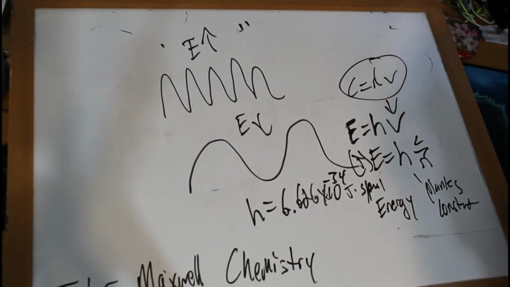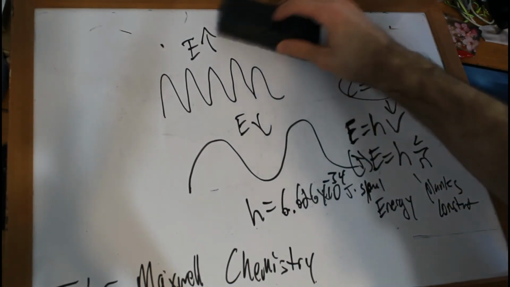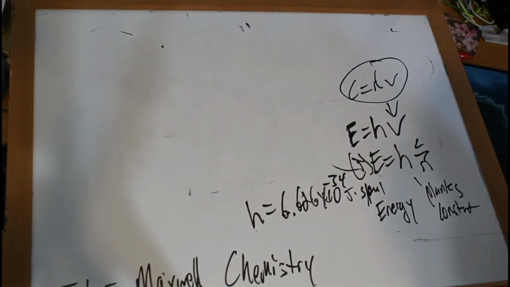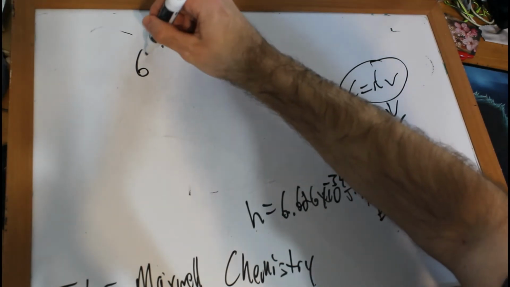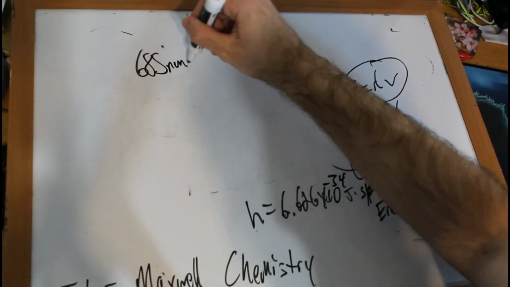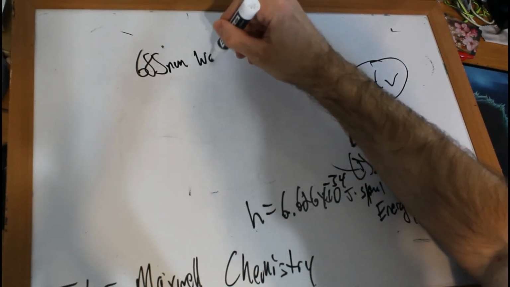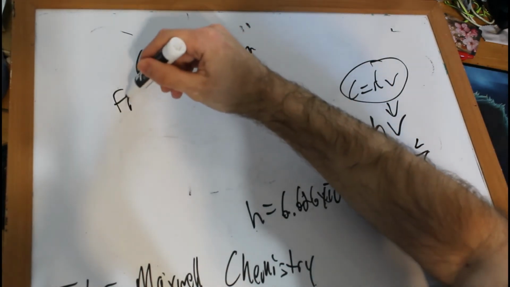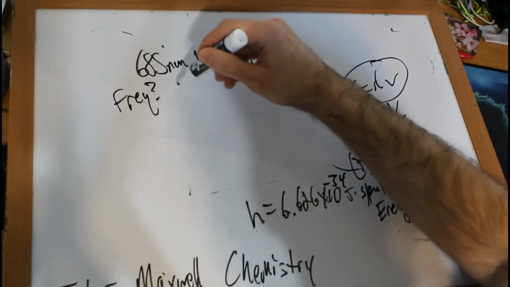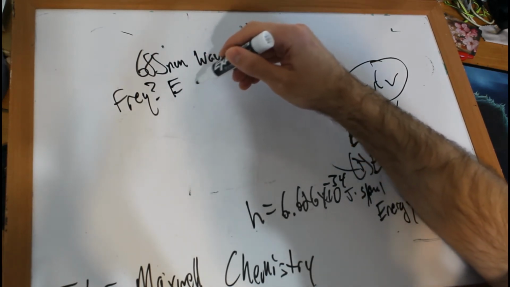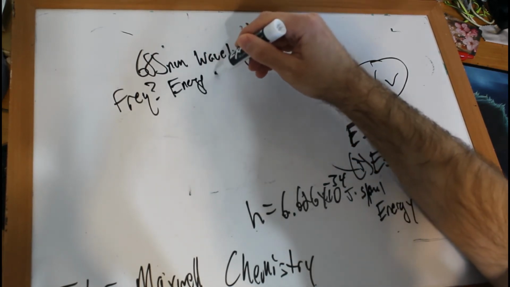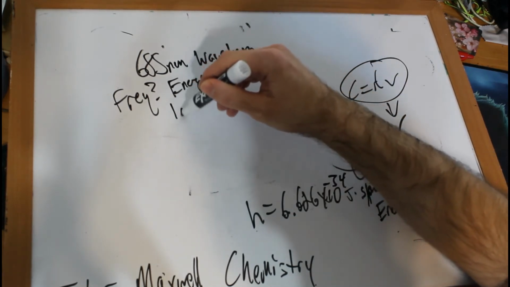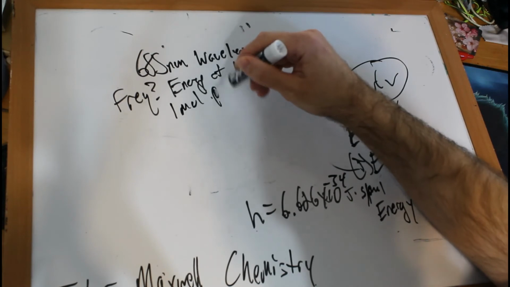Okay, so let's use these two equations to solve a quick problem. So say we have a laser, 685 nanometer wavelength. What's the frequency? And what's the energy of 1 photon and 1 mole of photons.